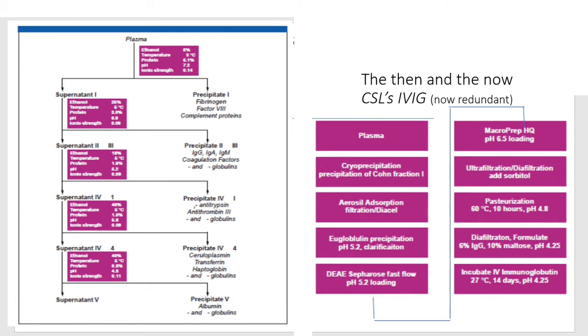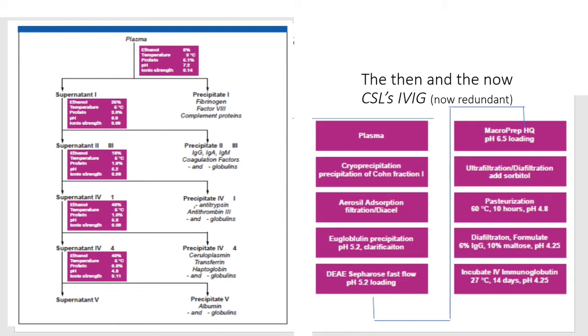And you can see, for example, here, that in terms of one of the most important preparations from plasma, we can utilize also chromatography, as you can see on the right-hand side, in contrast to the utilization of ethanol precipitation developed by Kohn.